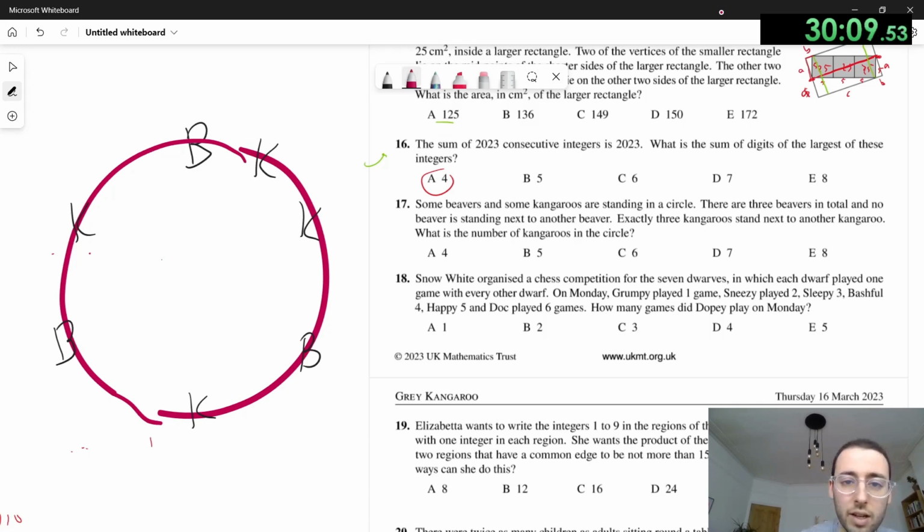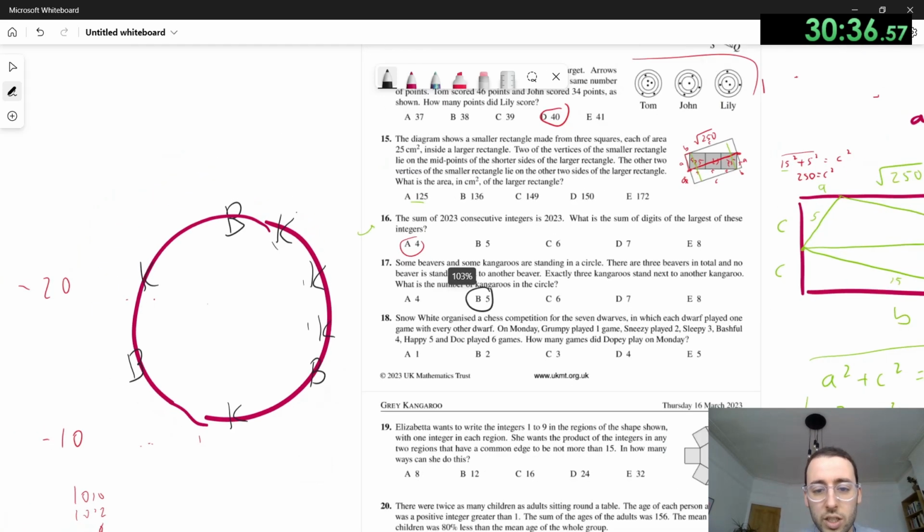I need 3. So basically, if I do this, then 3 kangaroos are sat next to another kangaroo. This guy, this guy, and this guy. They're all separated. And no, okay, it's 5. Ooh, that's an interesting question, you know.